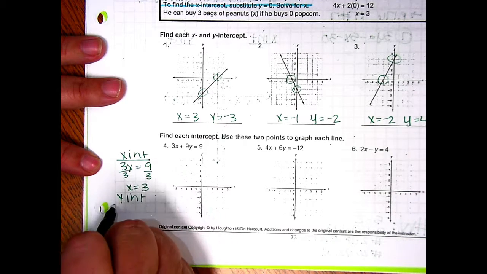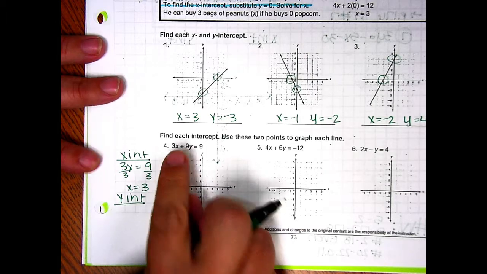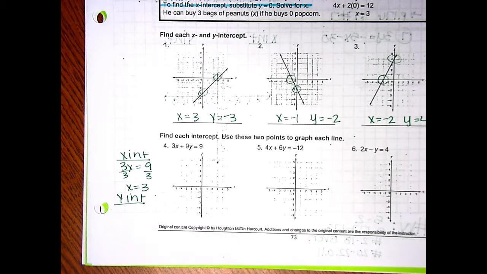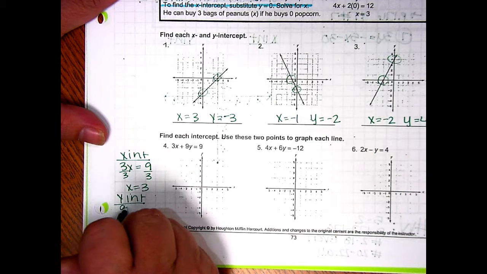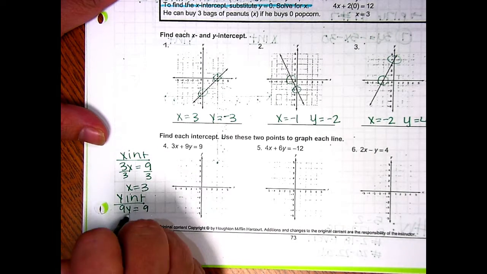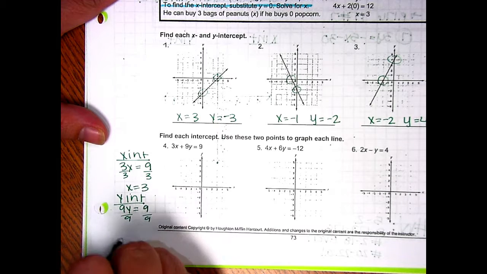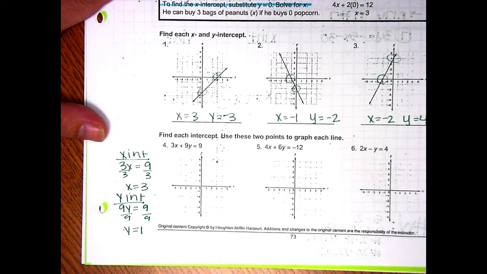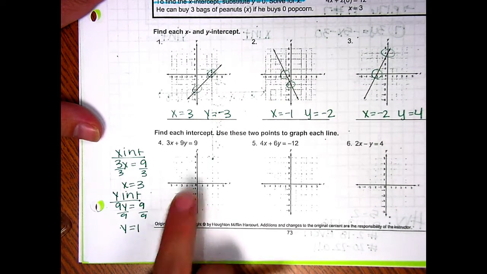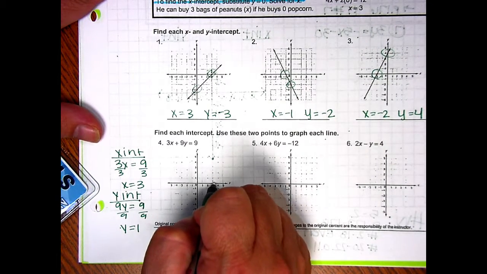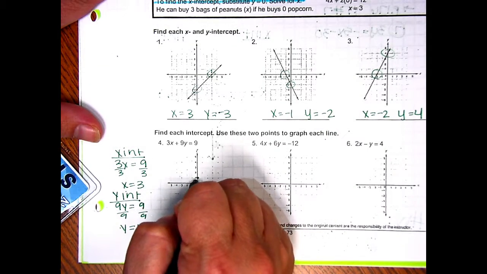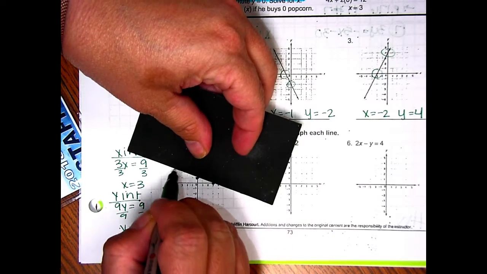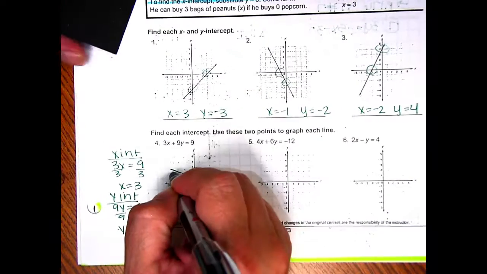And then when I get the y-intercept, the x would have gone away because 3 times 0 is 0. So I have 9y equals 9, and then divide both sides by 9. So y equals 1. I will graph each of those points on here. So x at 3, y at 1. And then simply draw a line through your points.